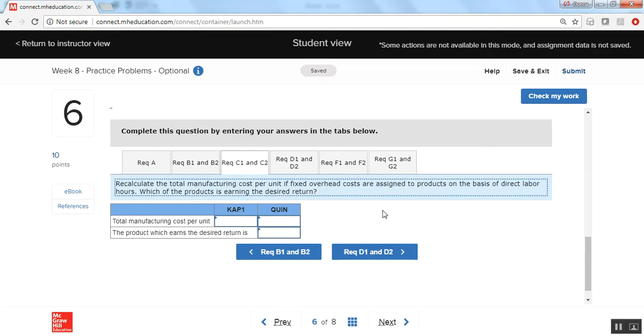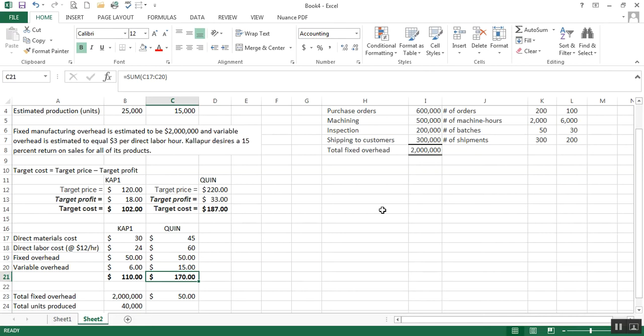Now it's asking us to look at the total manufacturing cost per unit if fixed costs are assigned to products on the basis of direct labor hours, and then which one is earning the return. So you can see that there are different ways to assign the fixed costs. Basically, we're trying to come up with an allocation method and figure out the best method to allocate these different costs. In reality, that means we're trying to identify what's actually causing these costs to increase. What's the cost driver that we're using?